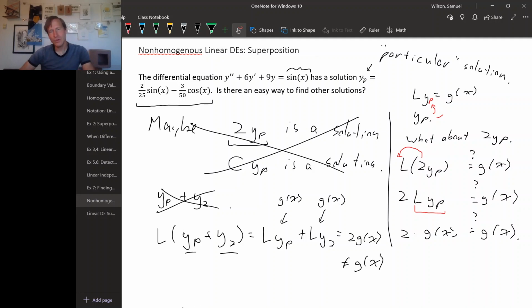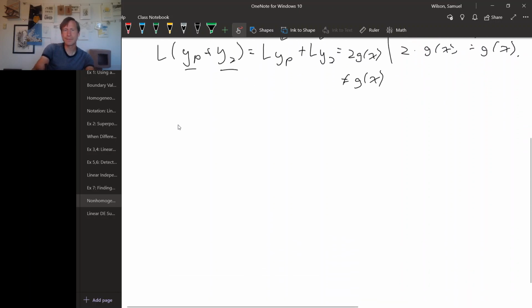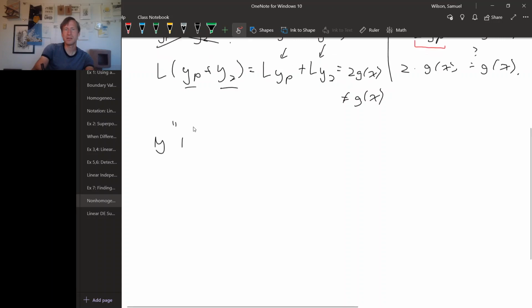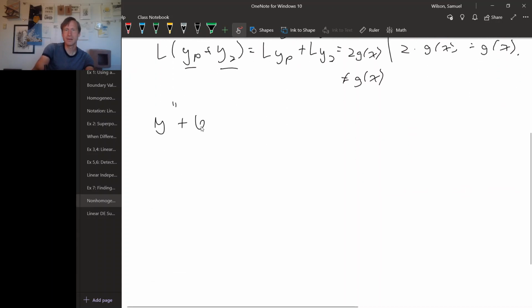So for non-homogeneous equations, there is a superposition principle like there is for homogeneous equations, but it works differently, so you do have to be careful. And here's how it works. So if you look at this differential equation, or this linear operator, y double prime plus 6y prime plus 9y, this is an example from a previous video.